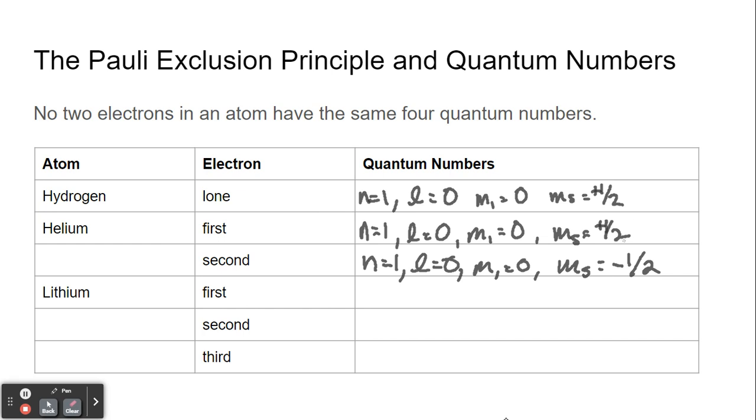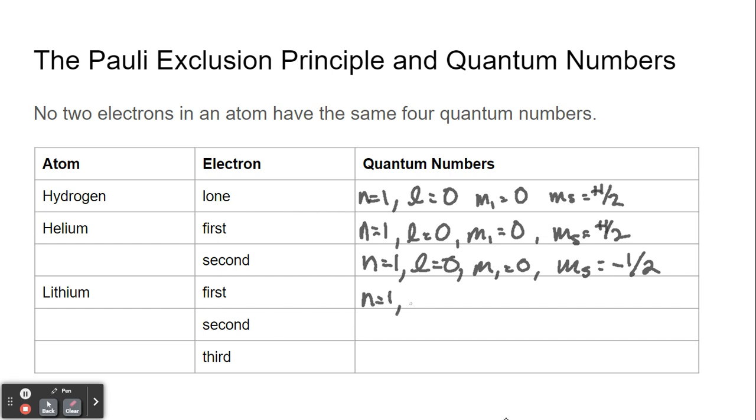By convention, we start with the positive one, then we go to the negative one. But they're just representations. You can imagine this being like clockwise and this being counterclockwise. So now I've got one electron in 1s spinning one direction and the other electron in 1s spinning in the opposite. For lithium, the same thing would happen.